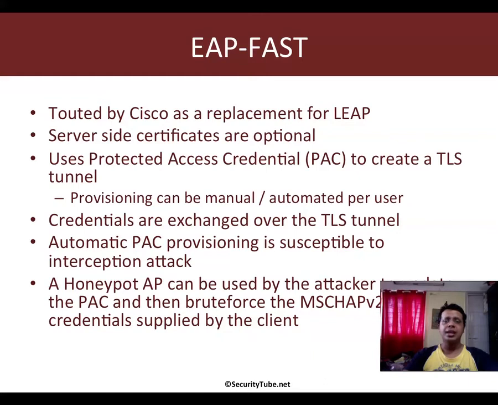It's important to note that automatic PAC provisioning is susceptible to an interception attack. At the very same time, like what we saw for EAP-MD5, it is very simple for an attacker to create a honeypot to lure a client to connect to it and to force it to update to a new PAC. And once the client tries to authenticate using probably MS-CHAPv2 or something similar, inside the TLS tunnel created with the forged or spoofed PAC sent by the attacker's honeypot, then once again the old brute force attacks come into the picture.